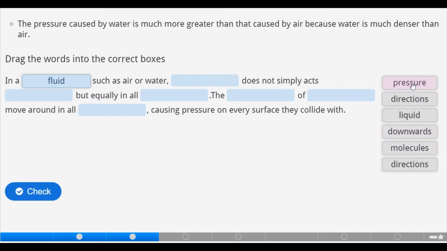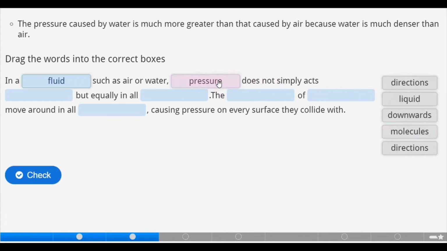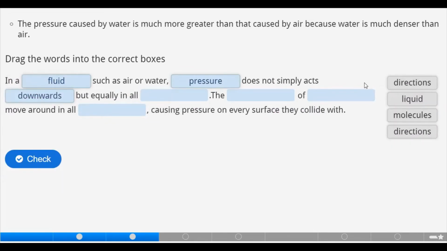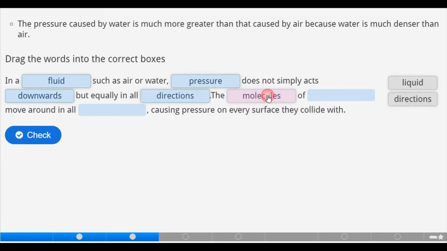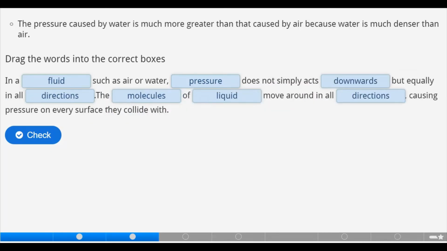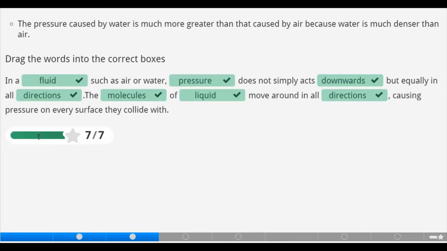Pressure does not simply act downwards, but equally in all directions. The molecules of liquid move around in all directions, causing pressure on every surface they collide with. Can we check now? That is correct.